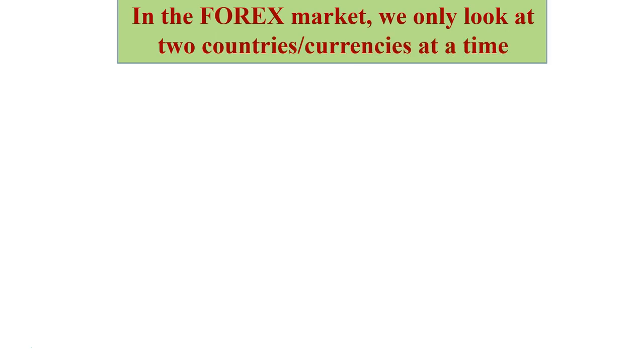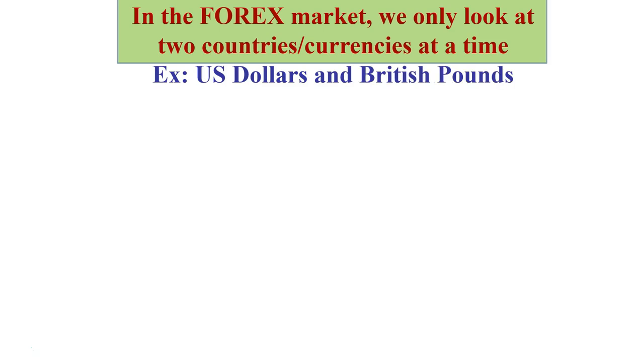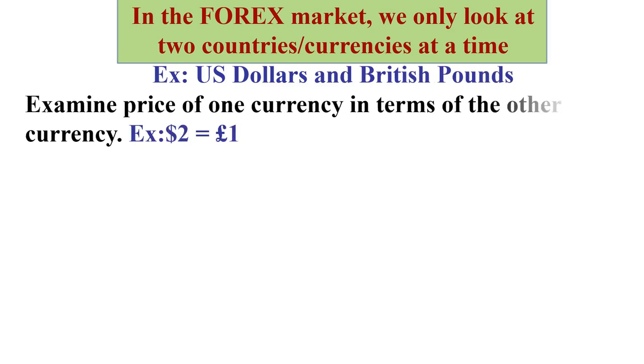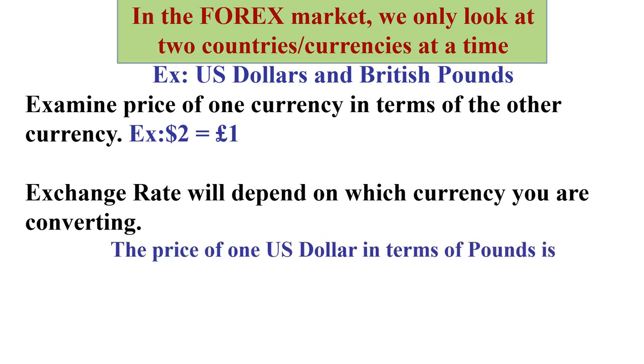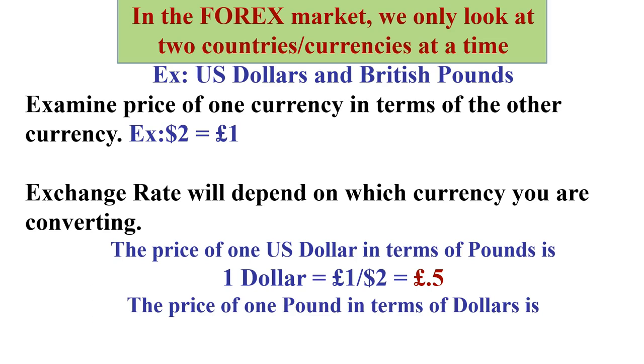But within these markets, we have to know that we have to look at only two countries or currencies at a time. We can't look at a whole bunch of different things. So for example, we have American dollars and British pounds. Well, if the price of the currency is $2 equals 1 British pound, then we have to make sure that we do the calculations appropriately. So the exchange rate depends on which currency I'm converting. So the price of $1 in terms of pounds is actually $1 equals half of a British pound. And then in the other case, the price of a pound in terms of dollars is £1 equals $2.